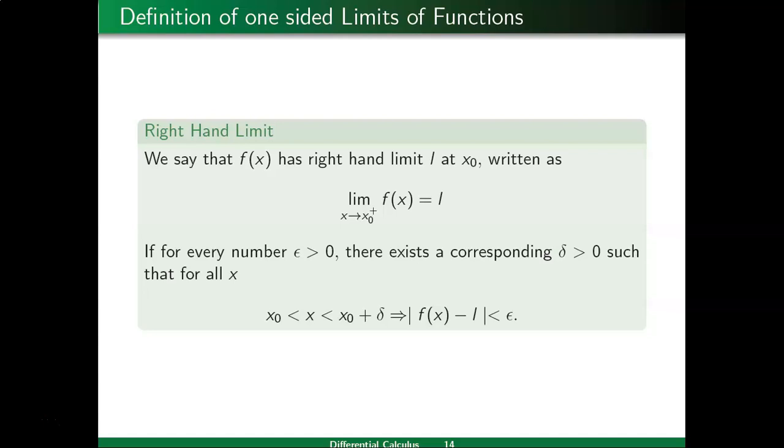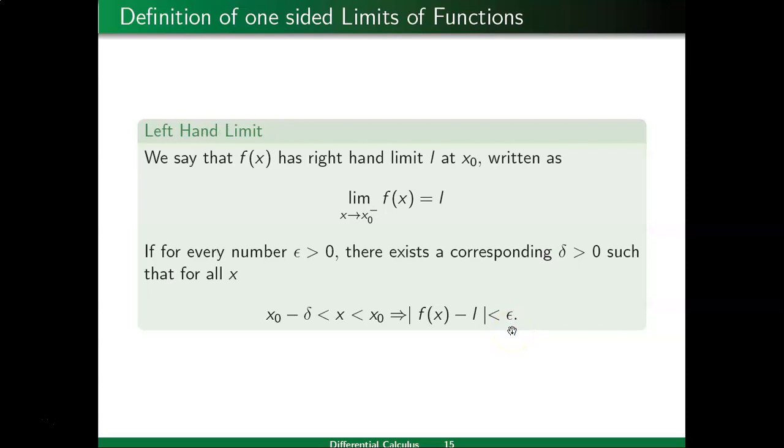Let us define the right hand limit, which is also called a one-sided limit of a function. We say that f(x) has right limit L at x naught, written as this. The positive sign on x naught denotes the right hand limit. If for every epsilon greater than 0, there exists a corresponding delta greater than 0 such that for all x lying between x naught and x naught plus delta, that is only the right side neighborhood of x naught, this implies |f(x) − L| < epsilon.